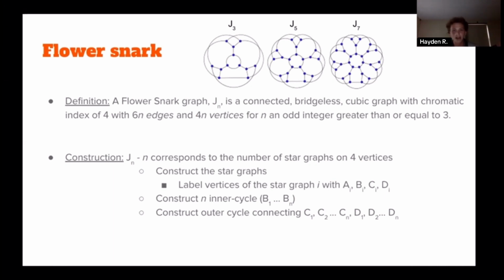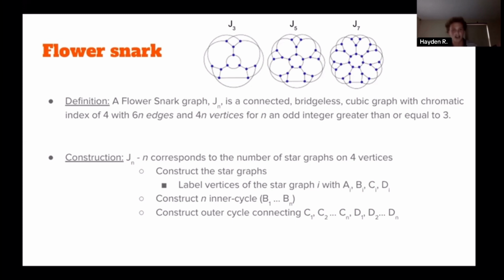It's a connected graph, meaning that you can go from any vertex to any other vertex just following the edges. It's bridgeless, meaning that if you were to take out one of the edges, it would still remain connected and there wouldn't be a lone vertex in any place. It's a cubic graph, meaning that each vertex has a degree of 3, and it has a chromatic index of 4. So going back to the vocab, if we were to label the edges with colors, it would have a chromatic index of 4.